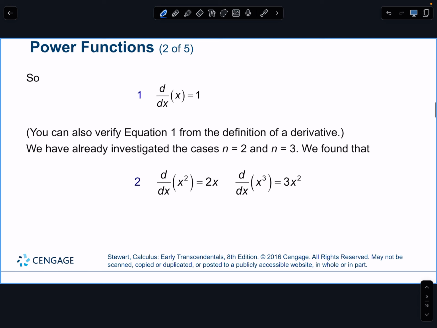So that's a few simple cases that the book has talked about. We didn't necessarily talk about them, but where it was found that the derivative of x squared is 2x, the derivative of x cubed is 3x squared. Do we see a pattern here? And a lot of you know the pattern, basically. So x squared becomes 2x, x cubed becomes 3x squared.